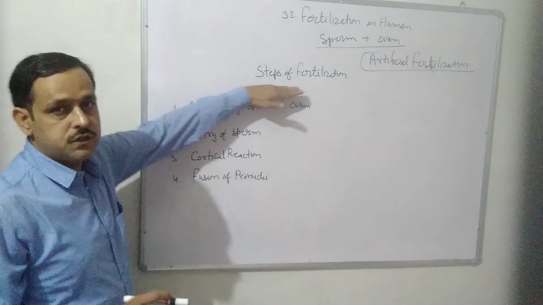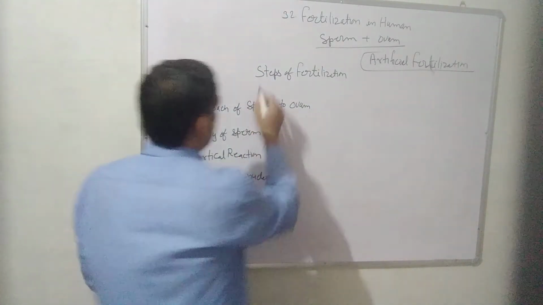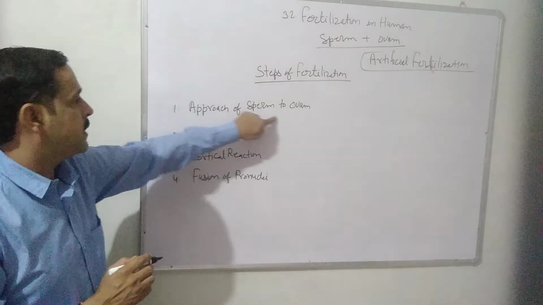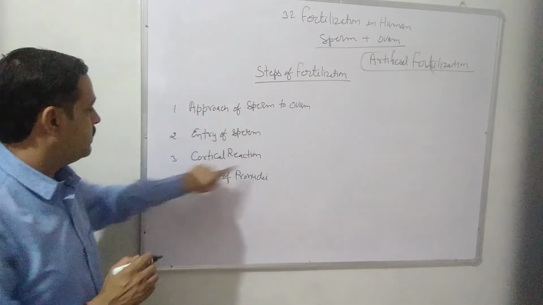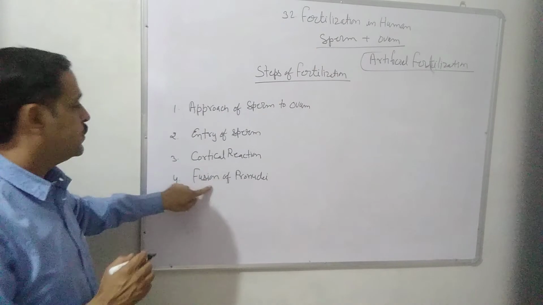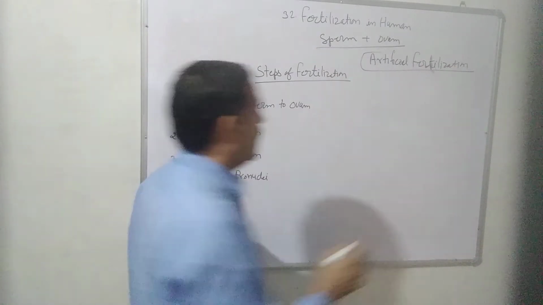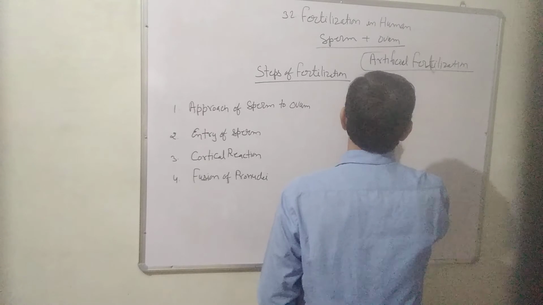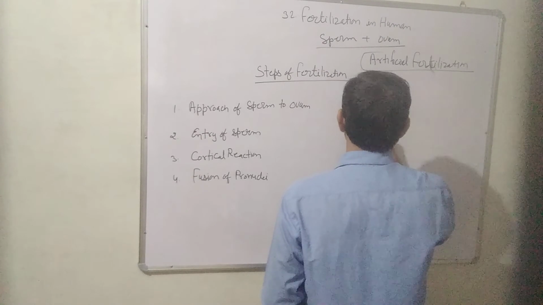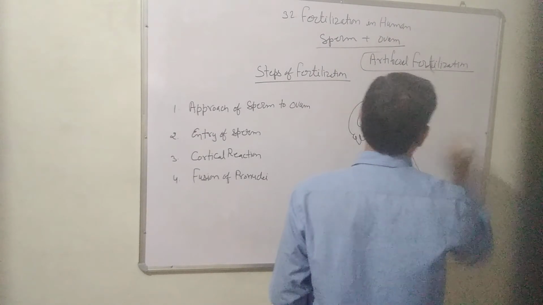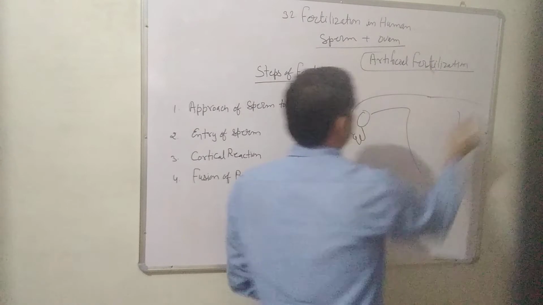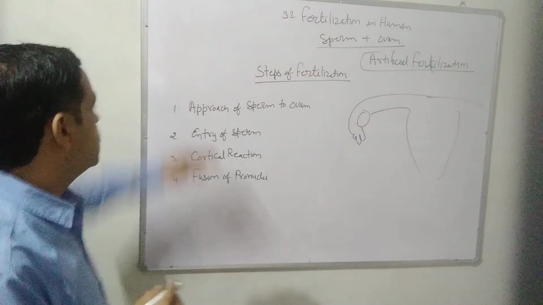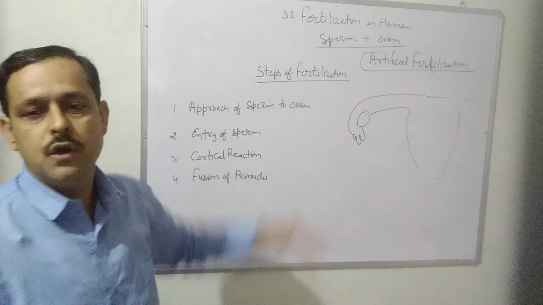Now our next topic is the steps of fertilization. There are 4 steps of fertilization: approach of sperm to ovum, entry of sperm, cortical reaction, and fusion of pronuclei. As we know, in the female reproductive system there are 2 ovary ducts. So first, the approach of sperm to ovum.